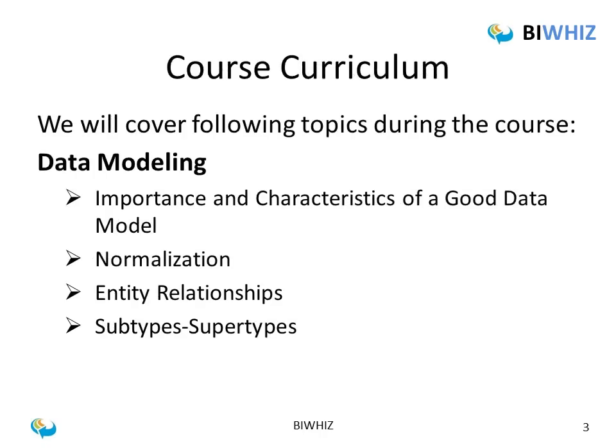What we are going to cover in this course is, as I said, the data modeling part, where we will discuss all the basics of data modeling, how we build data models, what types of data models there are, and then we'll talk about normalization, entity relationship, and subtype, supertype. These are all basic stuff which we will cover.